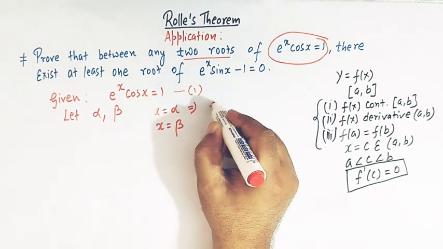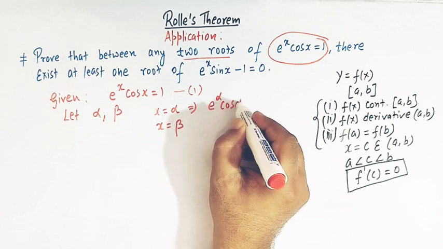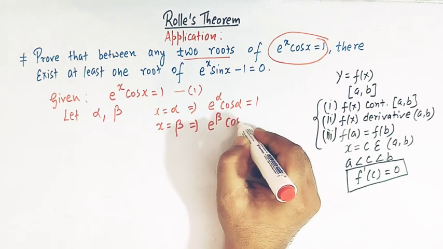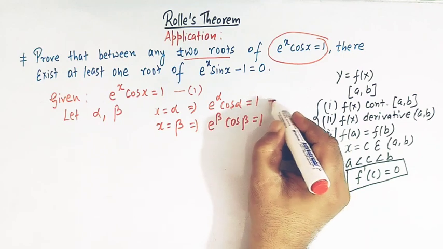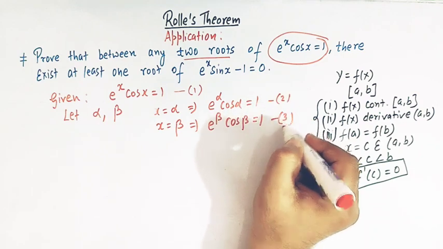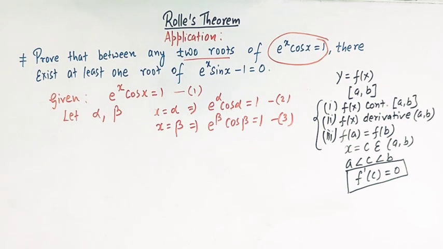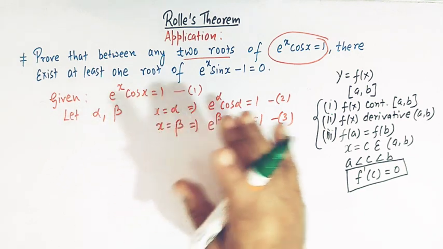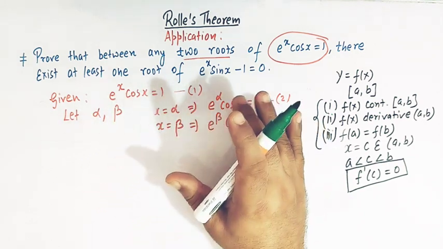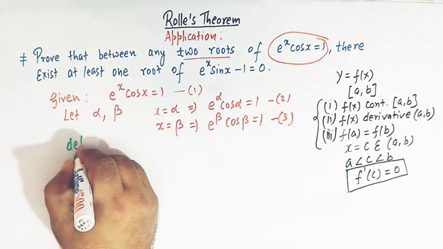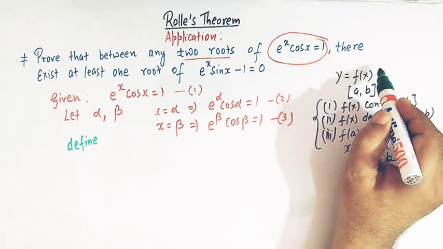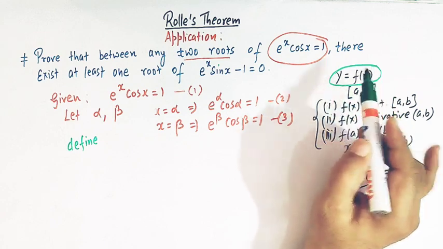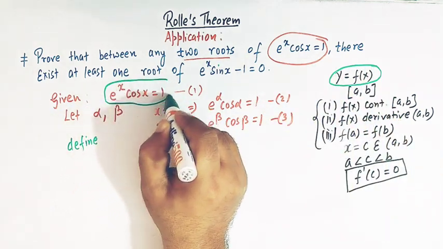So we have e raised to alpha cos of alpha is equal to 1, and e raised to beta cos of beta is equal to 1. So we have these two equations. Now here comes the role of Rolle's theorem. For applying Rolle's theorem to this problem, let us define an appropriate function, because we need a function y is equal to f of x. To define this function, we'll take help of this equation.